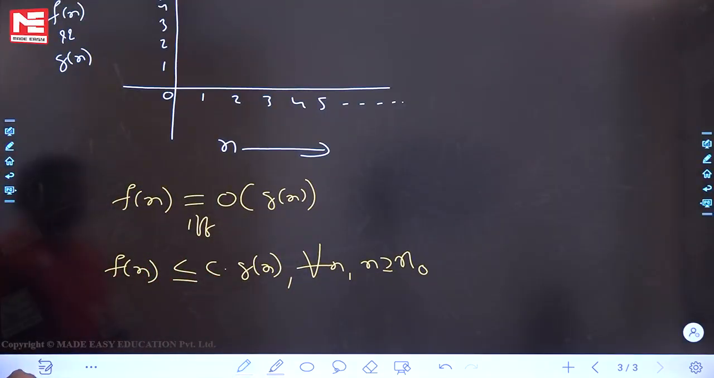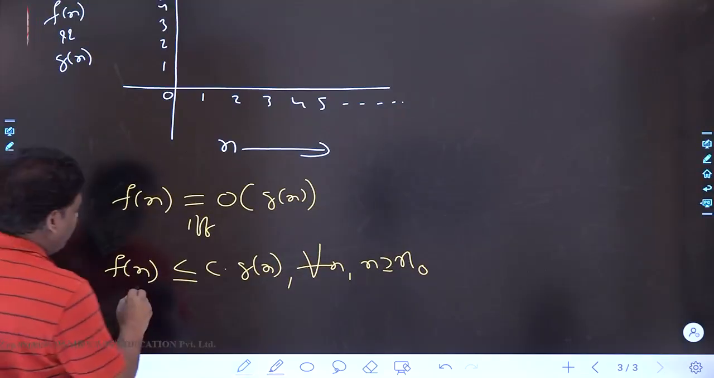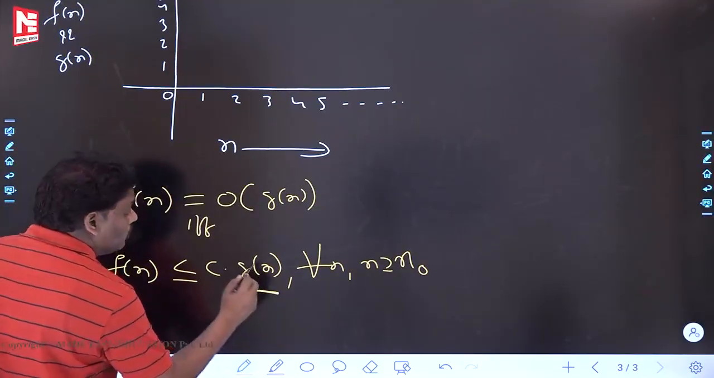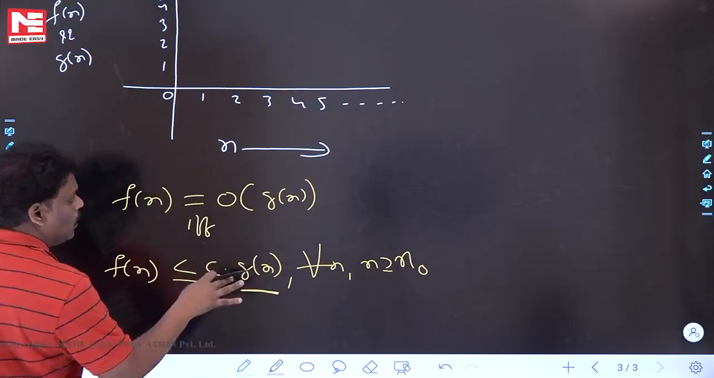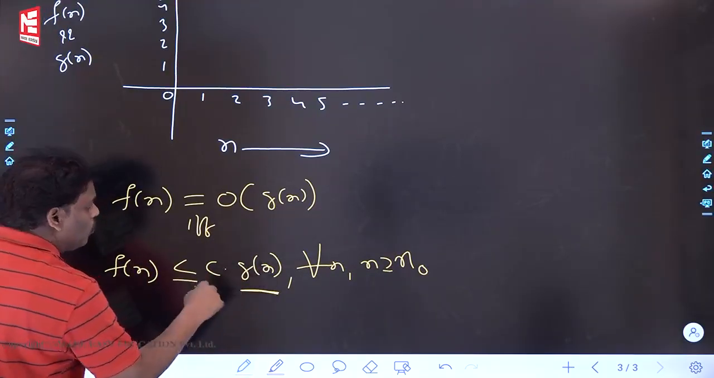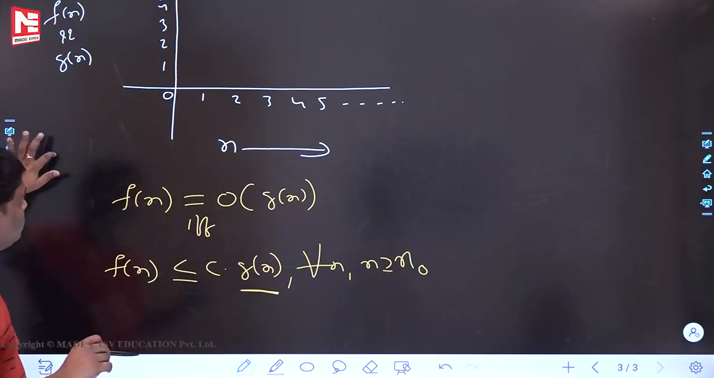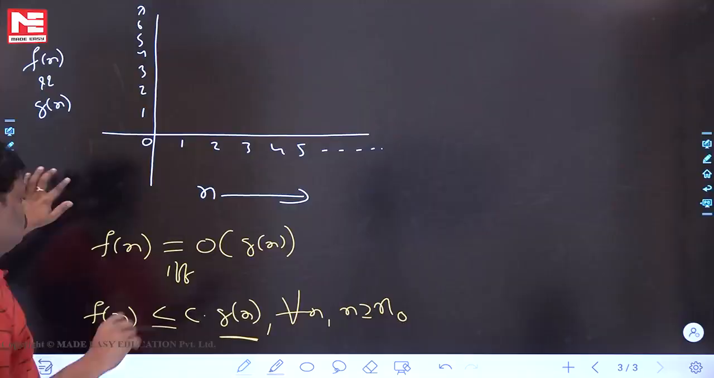f of n is big O of g of n if and only if. This is the definition, everyone. What is the meaning? Comparing f of n and g of n, g of n will be bigger or equal, right? By taking c's help. That is what the definition is saying. Same thing I will replicate here and write.